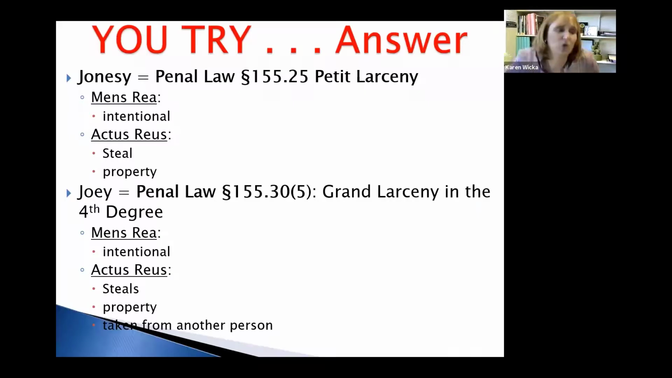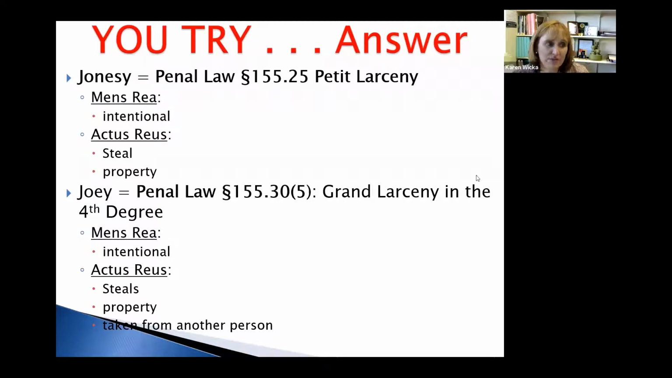Back. Okay, so hopefully when you looked at those, you saw that if you are just stealing property, and since it was a small amount, remember larceny is based on value, it's just going to be petty larceny. But if you do the taking from a person, so off of their possession, even though it's a very small amount of value, it's going to raise to a higher level of larceny. So now we're going to grand larceny in the fourth, because you're actually taking the property from a person.